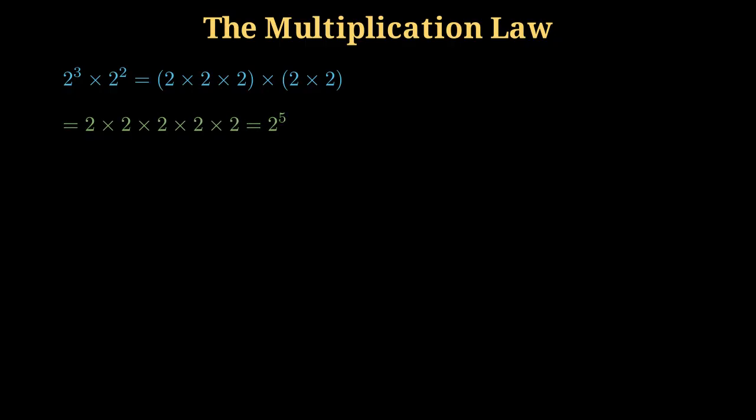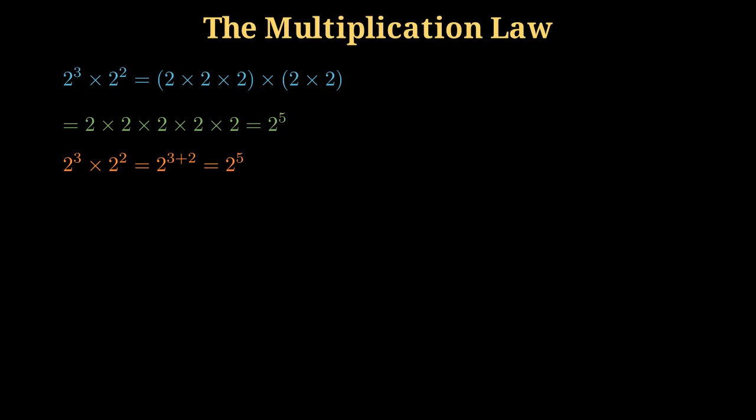Let's discover the first law properly by expanding the powers into repeated multiplication, exactly the way index form was built. Take 2 cubed times 2 squared. Expand each power. 2 cubed is 3 2s, and 2 squared is 2 more 2s. Drop the brackets, it is just 5 2s multiplied together. 5 2s is 2 to the power 5. Look at the indices. 3 plus 2 gives 5. The base stayed as 2, only the indices were added.